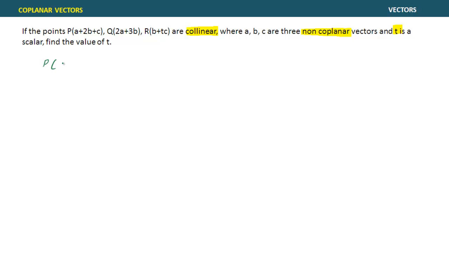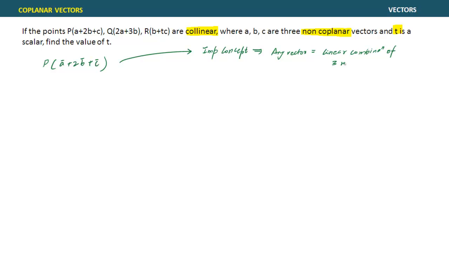It is given that P is a combination of three non-coplanar vectors. Now a very important concept from here: any vector can be represented as a linear combination of three non-coplanar vectors. Any vector that you want to take can be written as a linear combination of three non-coplanar vectors. Very important stuff. So here it is in that same set.